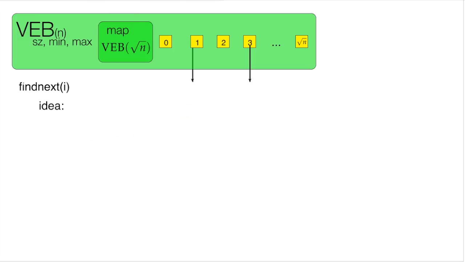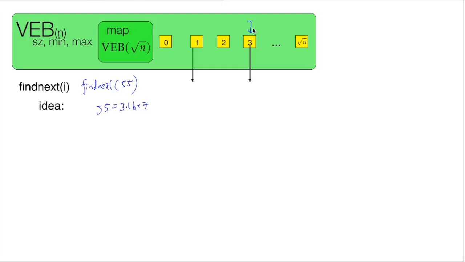Let's try to do find next. Here is where some of the cleverness with this data structure comes in. So what's the problem with scanning? Let's say I wanted to find next 55. Now we know that if 55 were in our data structure, as we said before, since 55 is equal to 3 times 16 plus 7, then we should be looking in this structure right here.